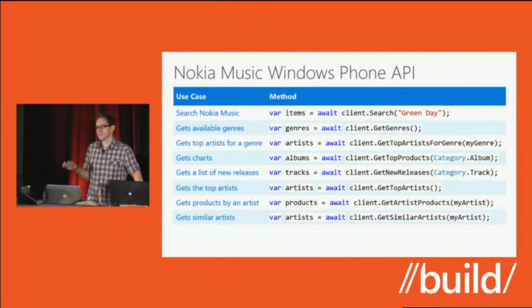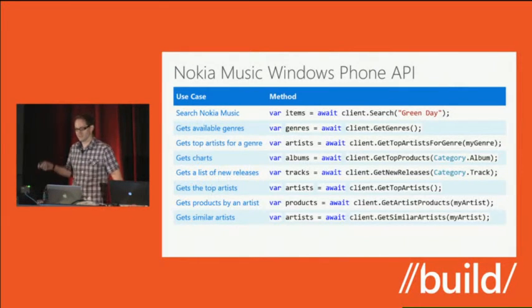Once you've got hold of an artist, you can get the products by them. So again, product meaning an album or track. So you can get a list of the albums available. And you can get recommendations for similar artists by that artist. Similar artists to that artist, sorry.